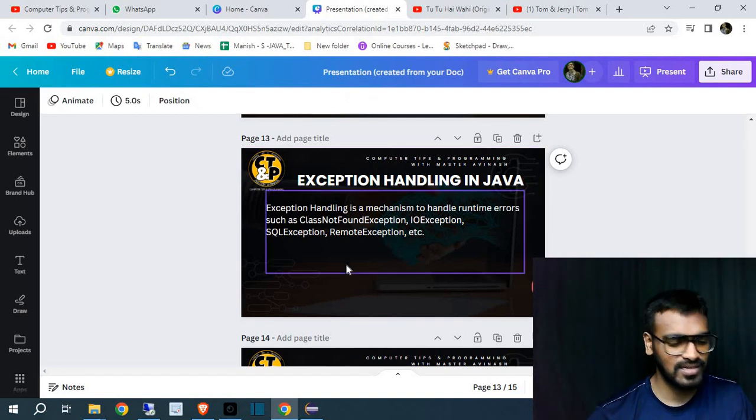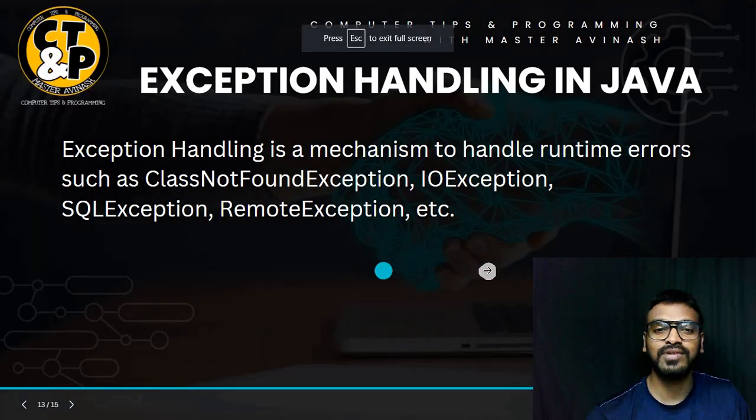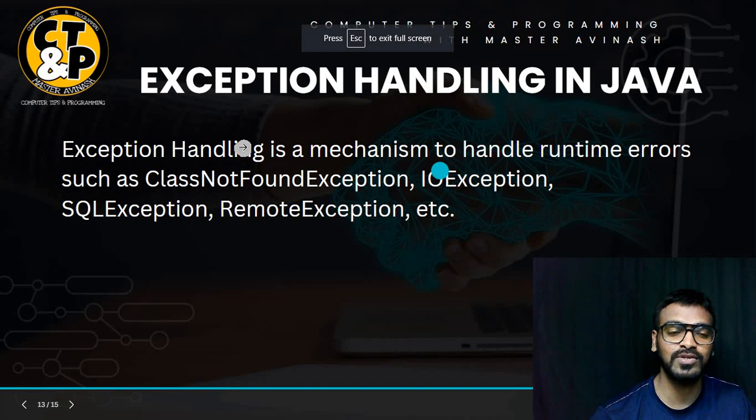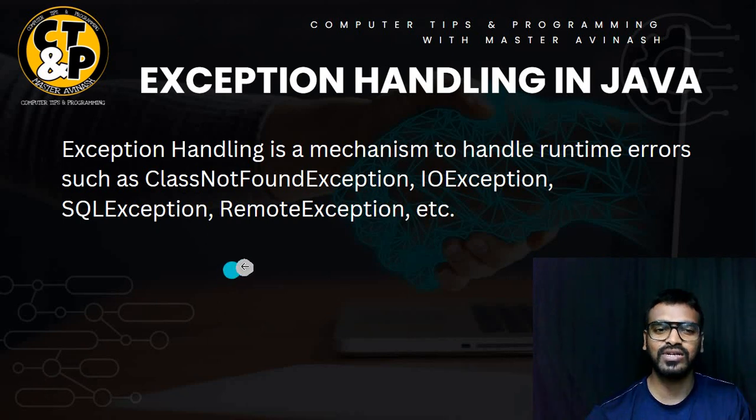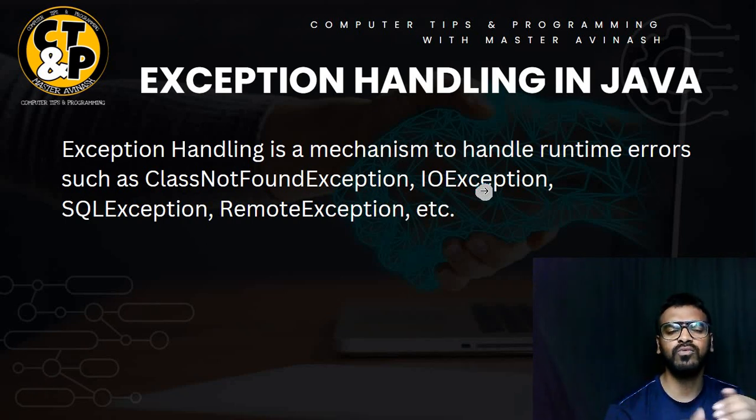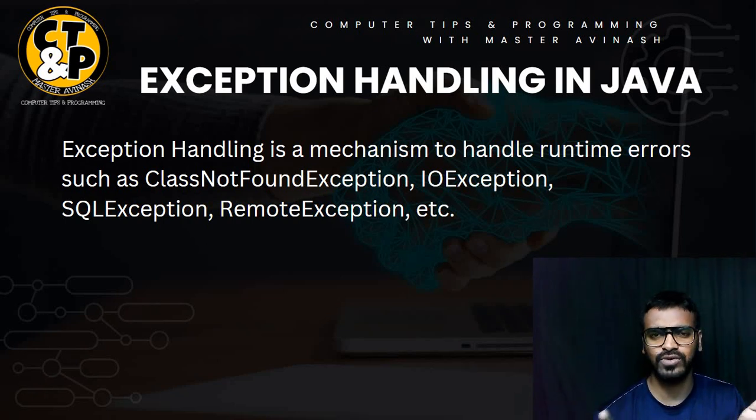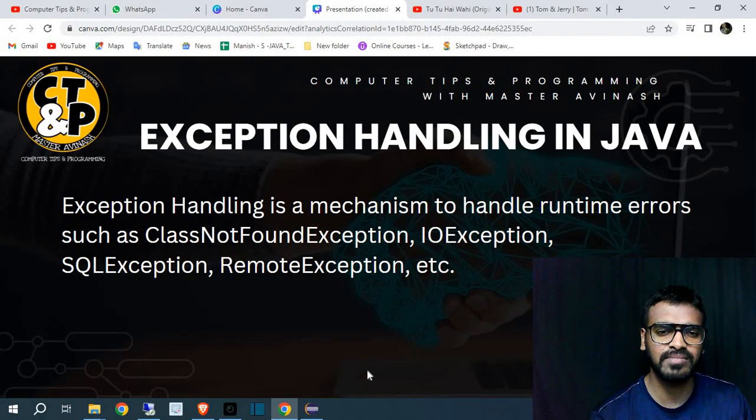So coming here, if an interviewer asks you what is exception handling, then what will you tell? Exception handling is a mechanism to handle runtime errors such as ClassNotFoundException, IOException, SQLException, RemoteException. So there are many types of exceptions available, but we only need to know how we can handle them, because on the internet you can find them, no need to just mug up the things, okay. You can find the things on the internet, but you need to know how we can write the exceptions. That is the main important thing, okay.